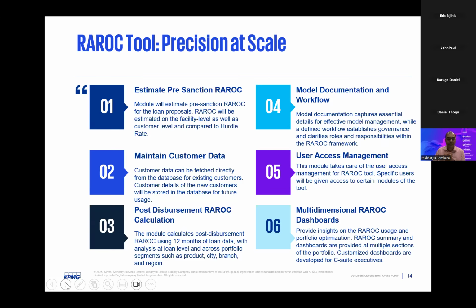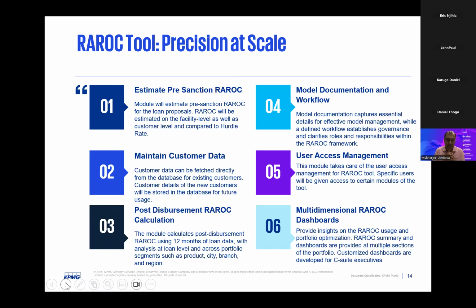Second is maintaining customer data. Customer data is actually fetched automatically from the backend of the system. The way we have worked with our clients is we help them to create a data mart. The data mart will have all the customer level information. Once on the front end, you put the particular information for that particular loan application, the customer information is fetched automatically from the data mart and the RAROC gets computed on the face of the screen. Third is post-disbursement RAROC.